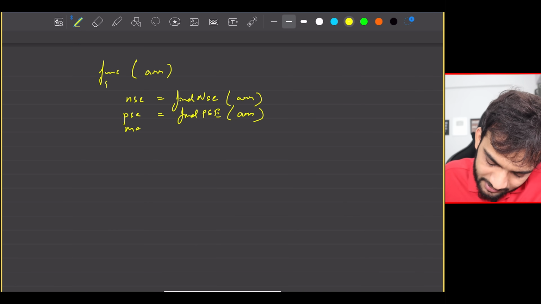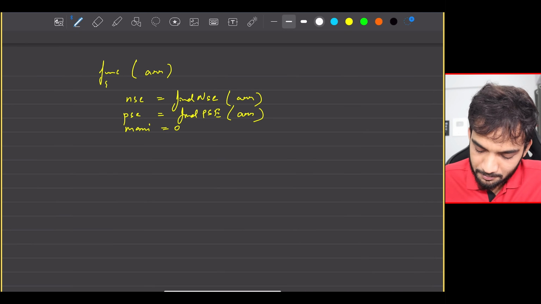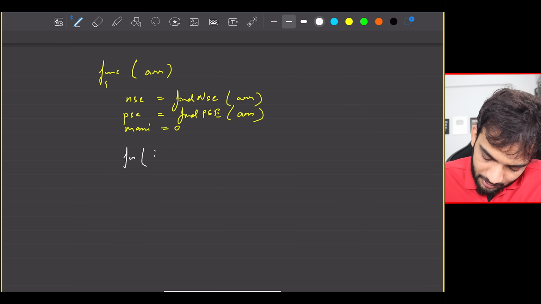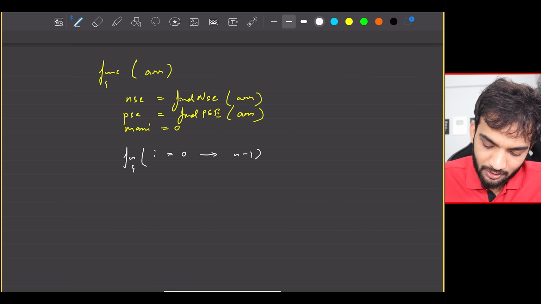And then I'll assign a maximum to be 0, because I haven't found any till now. So the maximum area is 0. Then I'll traverse from 0 till n minus 1. Now what I will be writing is, okay, I know one thing.